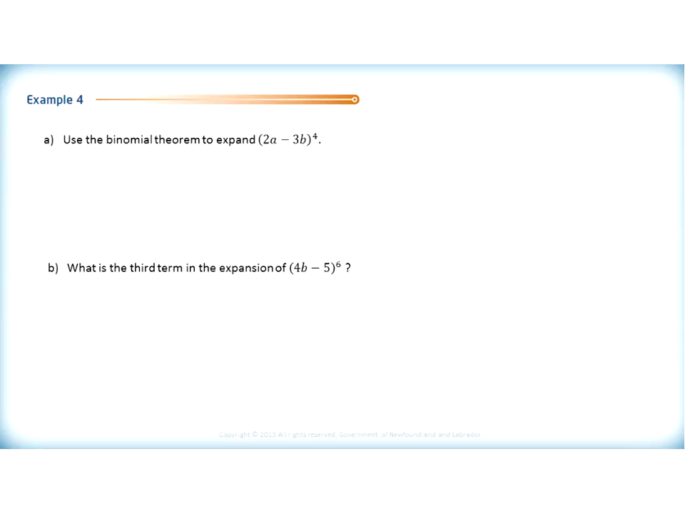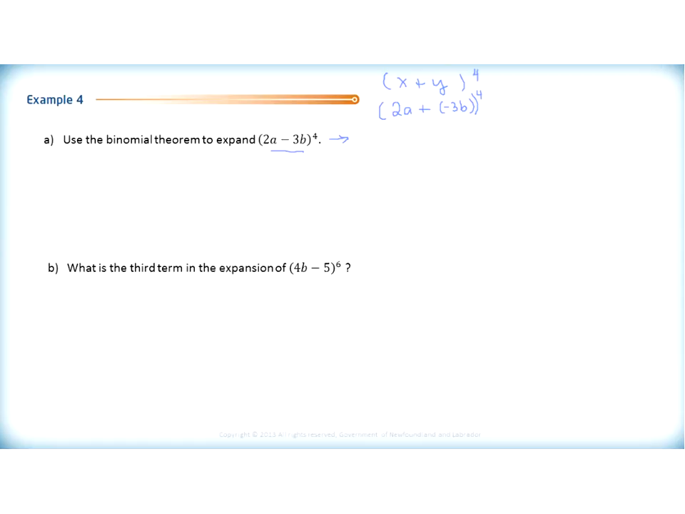We'll do a couple more examples here. Use the binomial theorem to expand. Now notice your expansion this time is not a and b or x and y. It's 2a subtract 3b. But we treat it the exact same way. The first thing I've got to do is rewrite this as 2a plus a negative 3b to the power of 4, because I want to make it look like x plus y to the power of 4. But of course, rather than an x now I've got a 2a, rather than a y I've got a negative 3b. But I do it the exact same way that I did the others.